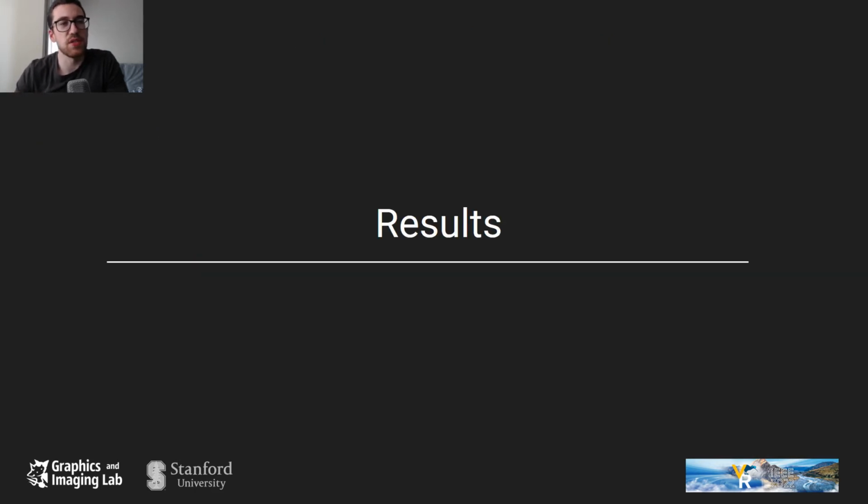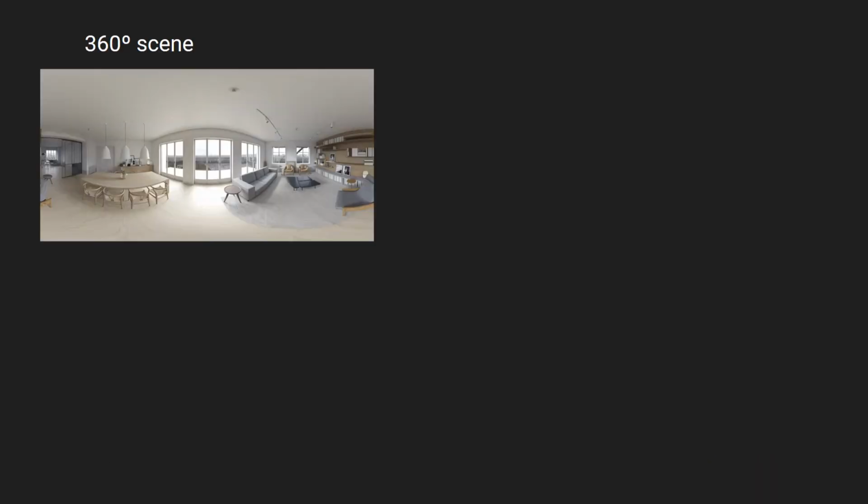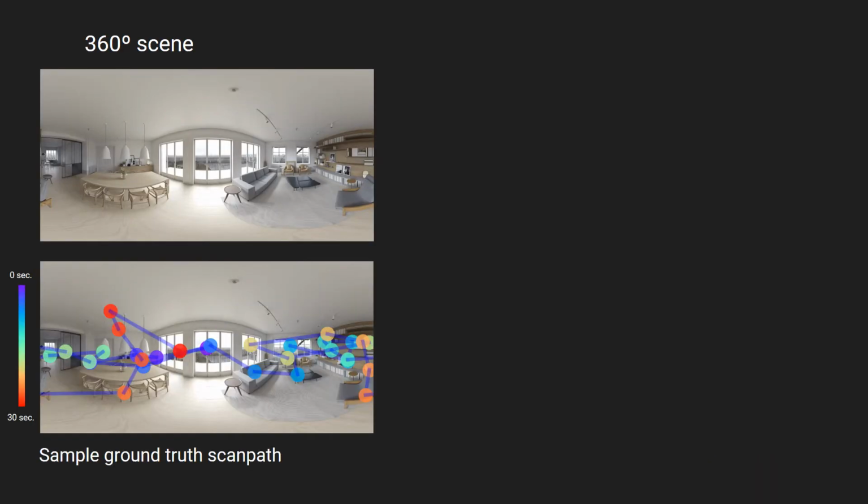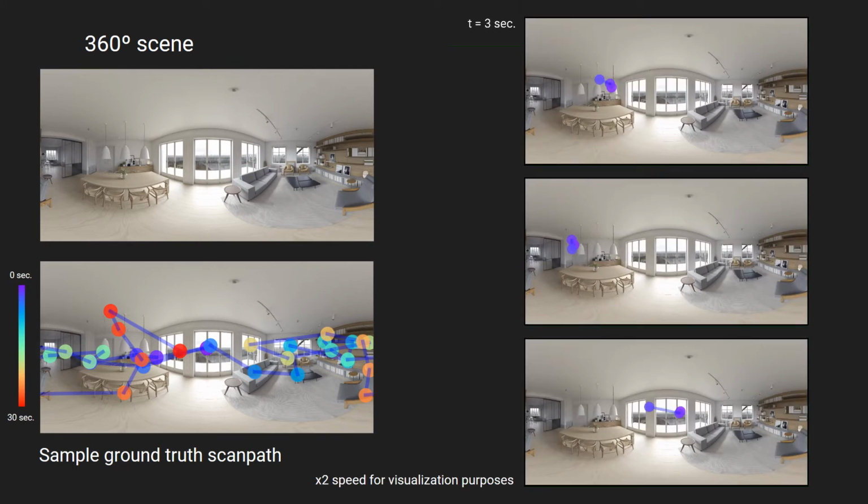Let us first show you some results. At the top left you are seeing a 360 scene. Bottom left shows a sample ground truth Scanpath, but remember that there are many more. And the right side shows three different predicted Scanpaths that resemble the ground truth one.